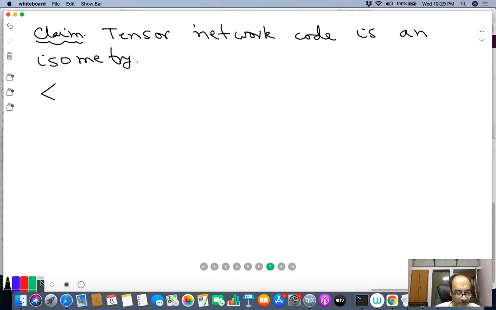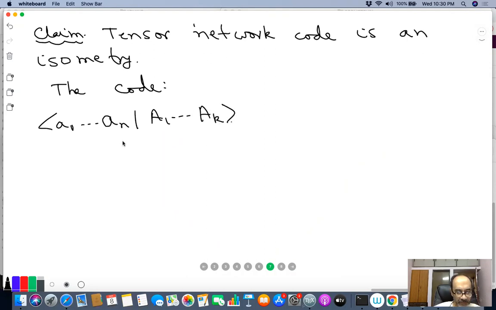So the code was that if you have A1 to AN, A1 to AK, so these are the physical qubits or boundary physical qubits, which sit at the boundary. These are the logical qubits.